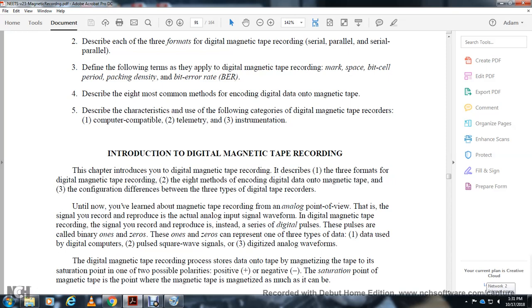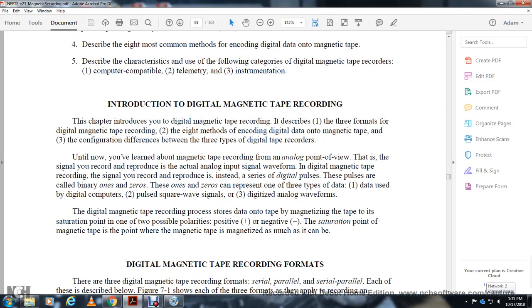The digital magnetic recording process is storing the data on the magnetic tape at one of two possible positive or negative saturation points, with the magnetic tape magnetized as much as it can be.